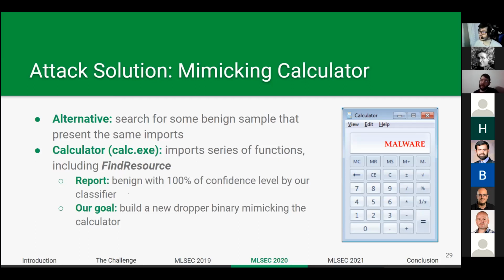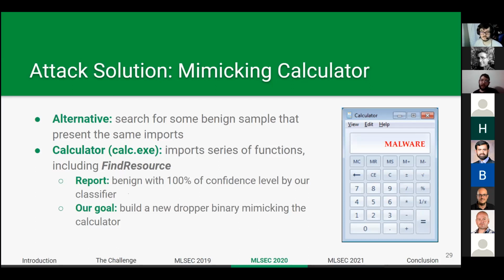Okay, it already used the find resource, but the calculator also uses lots of other functions and libraries. So what we have to do is to add these functions to our dropper. But we don't need these functions for our dropper operation. So what we did to accomplish that was to create a function that's never called, but that imports the same functions as the calculator. So this is called dead code.